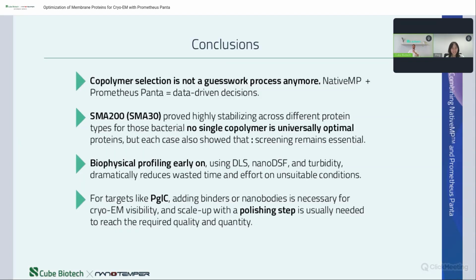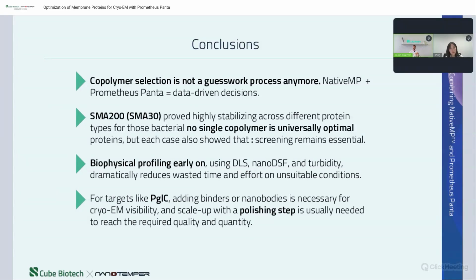Yes. So you can wrap up the highlights and a few takeaways from today. You can say that copolymer selection is not a guesswork process anymore. That's amazing. Together with NativeMP and Prometheus Panta, we now have tools in our hands to make these data-driven decisions. I'm pretty sure every scientist really likes this. At least I am a huge fan. We can do biophysical profiling really early on. We can use the power of DLS and nanoDSF. We can check for turbidity, and this dramatically reduces wasted time and effort on unsuitable conditions.